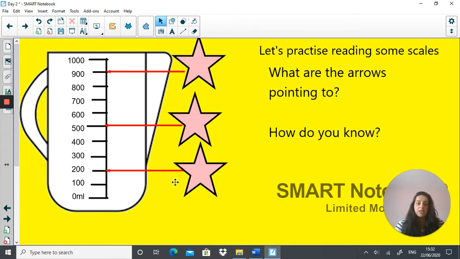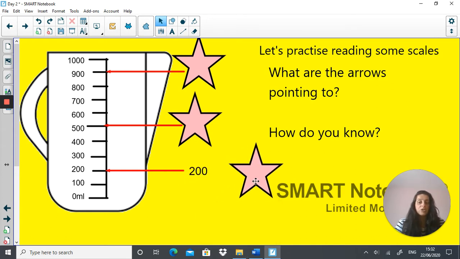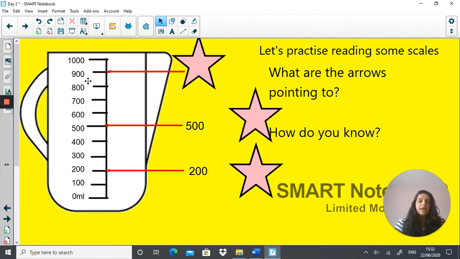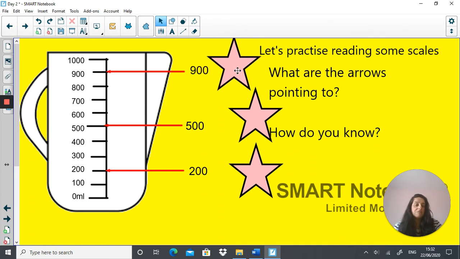So this one is pointing at 200 millilitres. This arrow here is pointing at 500 millilitres. And this arrow here is pointing at 900 millilitres. So good job for getting that right.